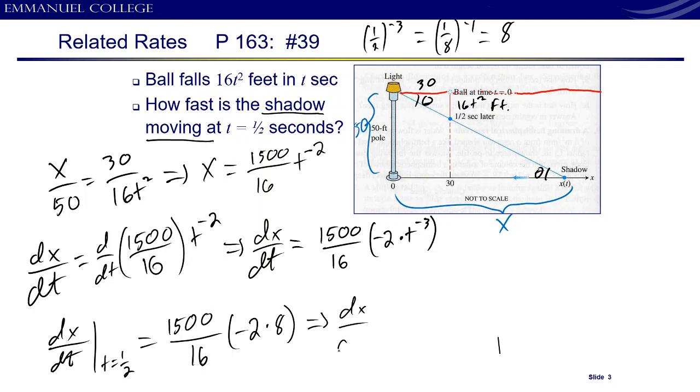And that's going to give me just that dx dt at 1/2 seconds is negative 1,500, don't forget your units, feet per second. And we know that because, again, the shadow is moving. It's a velocity of the shadow. It falls at 16 t squared feet, and then its time is in seconds. So that makes it pretty easy. I need to use feet per second.